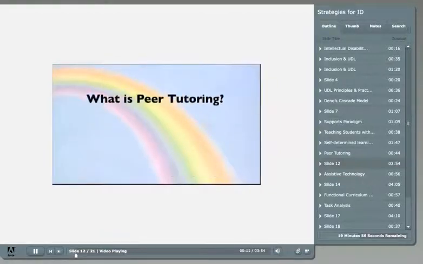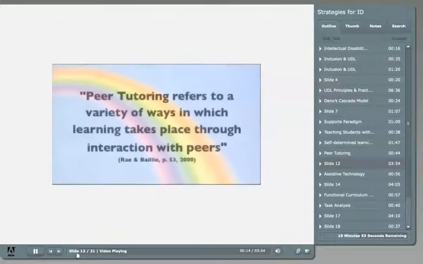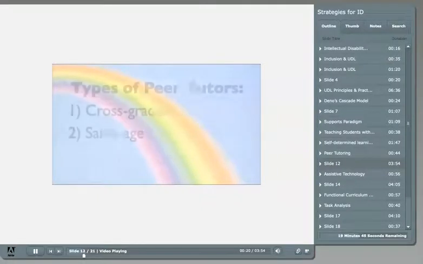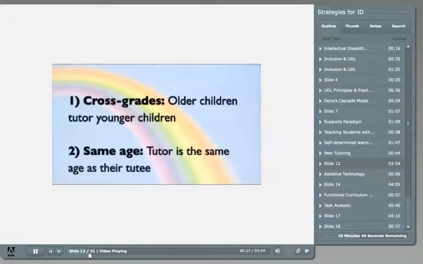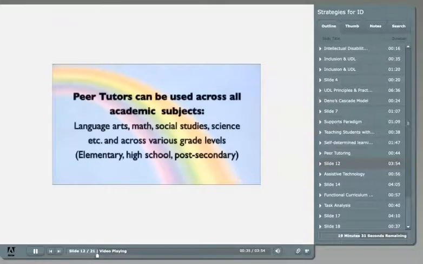What is peer tutoring? Peer tutoring refers to a variety of ways in which learning takes place through interactions with peers. There are two types of peer tutors, cross-grade and same-age. Cross-grade tutors are when older children tutor younger children, and same-age tutors is when the tutor is the same age as the tutee. Peer tutors can be used across all academic subjects, language arts, math, social studies, and science, and across various grade levels.